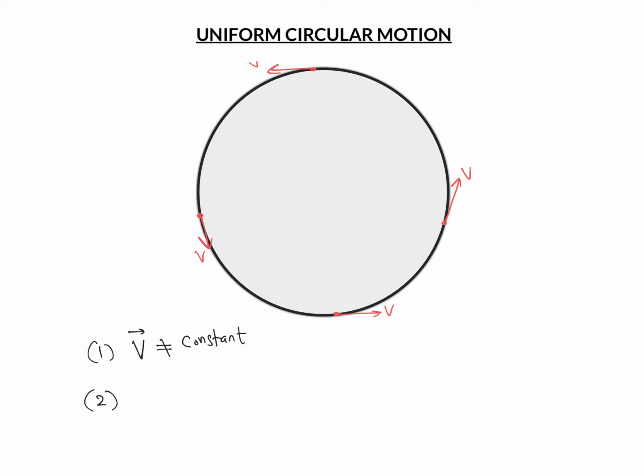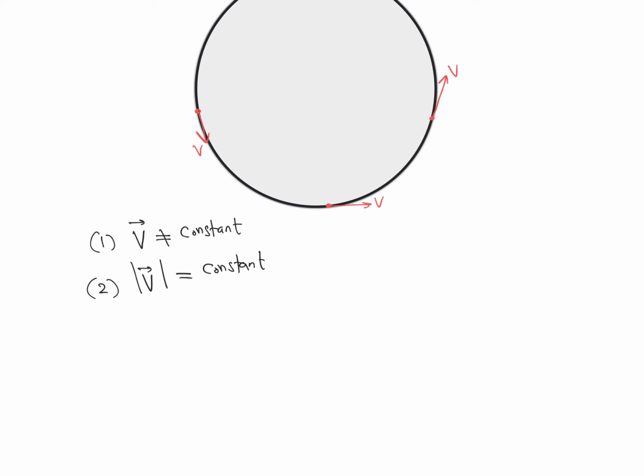Second point, the magnitude of velocity is nothing but speed. So in uniform circular motion, this speed or magnitude of velocity is a constant. Now if we are talking about the acceleration, as we know there are two types of acceleration. One is normal acceleration, responsible for change in direction, and a tangential acceleration, responsible for change in magnitude.